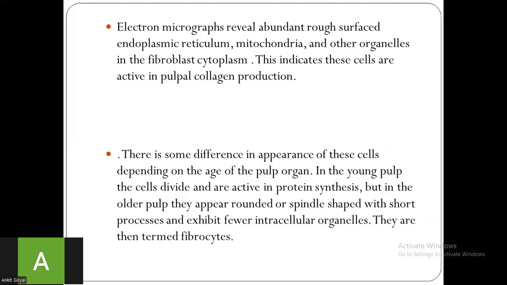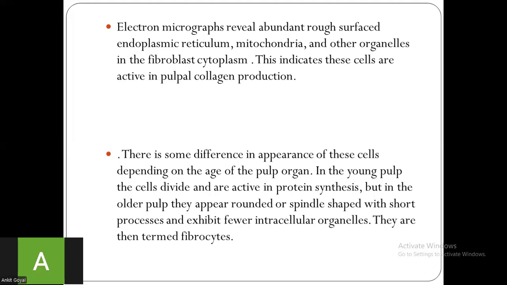Electron micrographs reveal evident rough surface endoplasmic reticulum, mitochondria, and other organelles in the fibroblast cytoplasm. These indicate these cells are active in pulpal collagen production. There is some difference in the appearance of these cells depending on the age of the pulp organ. In the young pulp, the cells divide and are active in protein synthesis, but in the older pulp, they appear rounded or spindle shaped with short processes and exhibit fewer intracellular organelles.